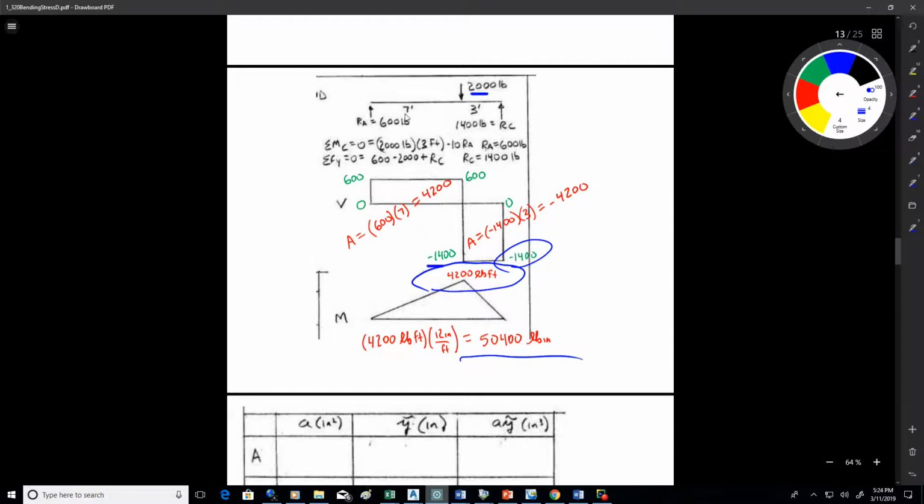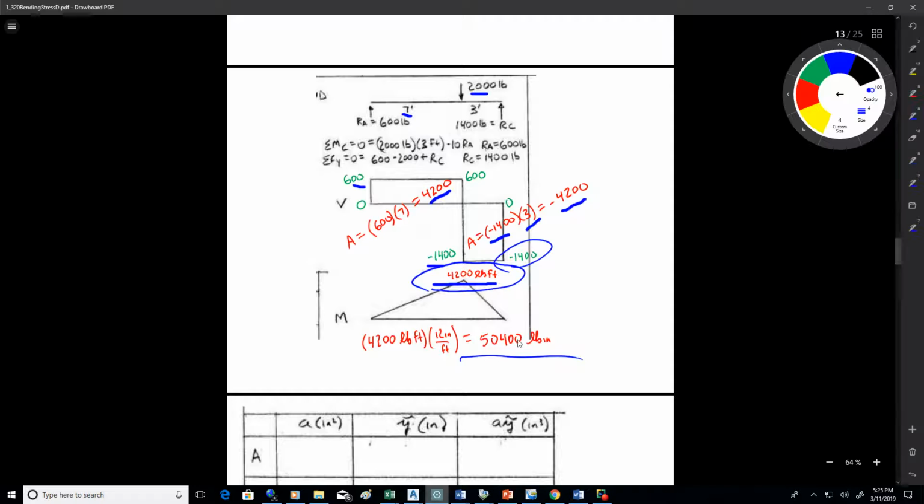We've got 7 feet and a 600-pound height, so multiply those together for the area. It's 4,200. And then the area on the back side is negative 1,400 times 3. It's negative 4,200. So that takes us on our moment diagram from 0 up to 4,200, back down to 0. So that gets us our maximum moment in the beam. It's 4,200 pound-feet.